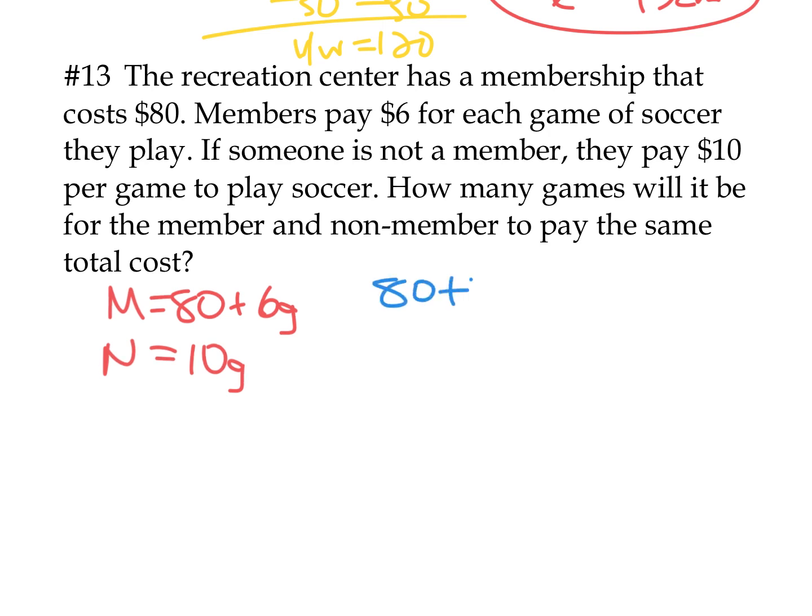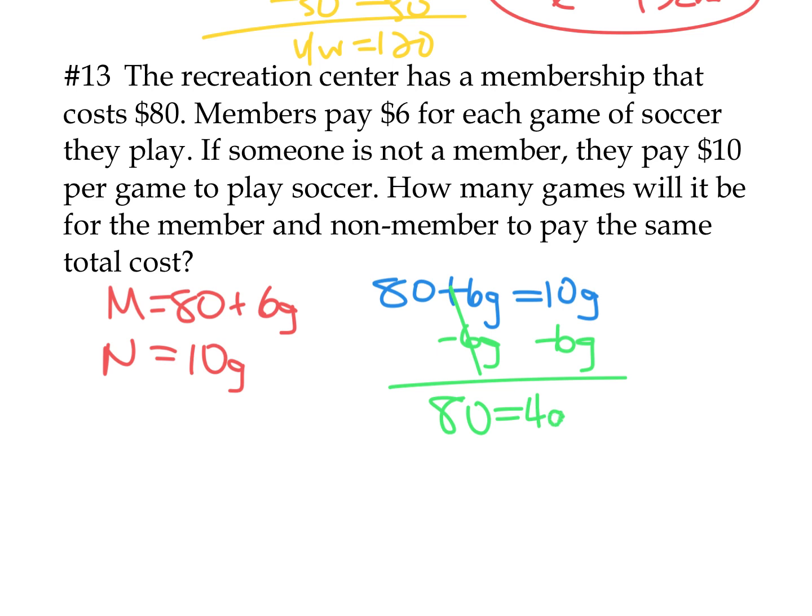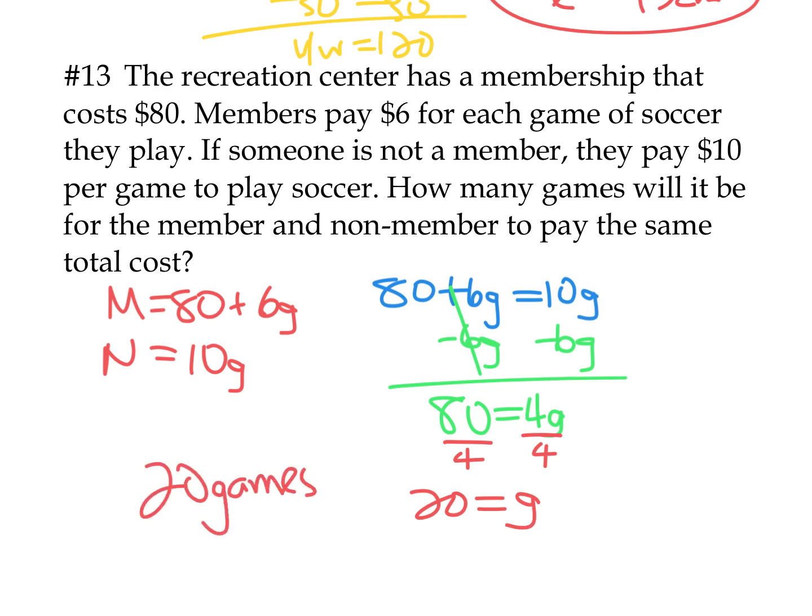So you have 80 plus 6G equals 10G. Right? We wrote out the situation for each one, and now we want to solve and figure out what value of G would make these come out the same. So we have 80 equals 4G, and when I divide by 4 on both sides, I get 20 equals G. So 20 games is when the member and non-member would be paying the same amount. So you might be able to use that to analyze, do I want to be a member or not? How many games of soccer am I going to play, and which one might be cheaper, right?